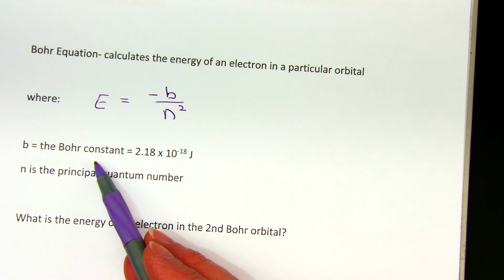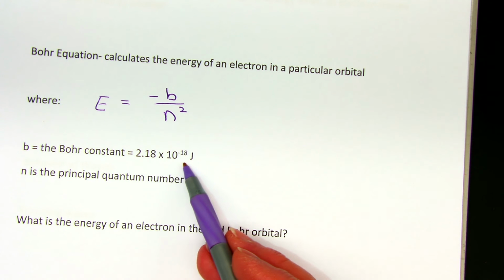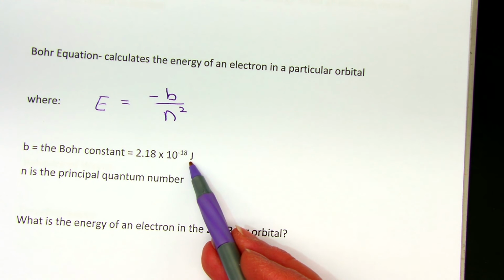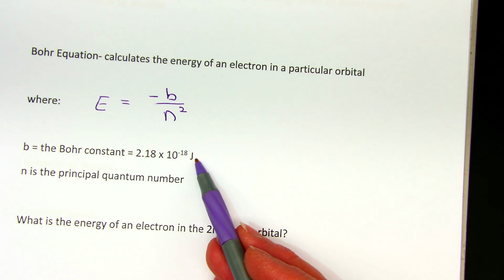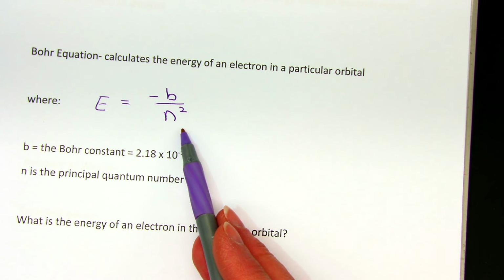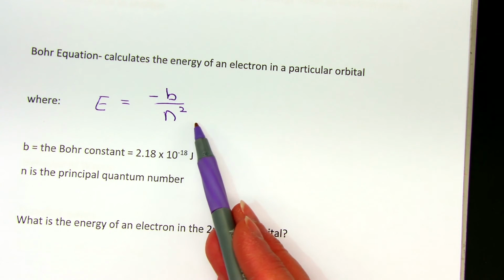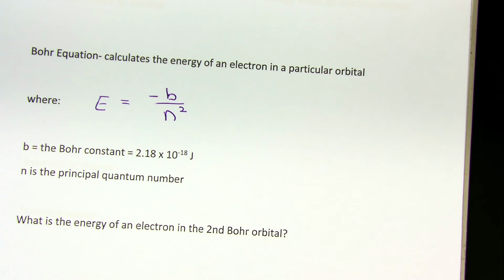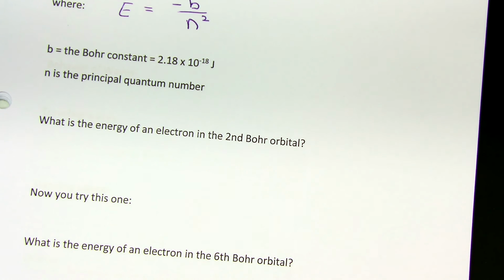B is the Bohr constant, 2.18 times 10 to the negative 18th joules. So you see it has units for energy in joules, and n is the principal quantum number, the main energy level, so it has no units, so your energy ends up in joules. So what is the energy of an electron in the second Bohr orbital?